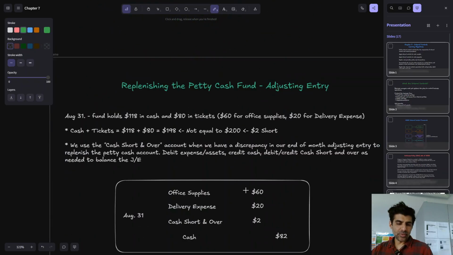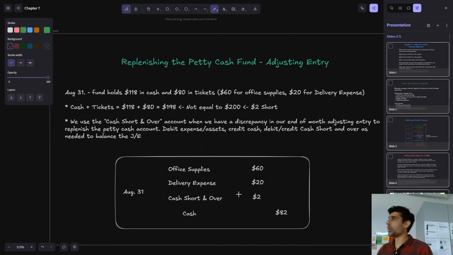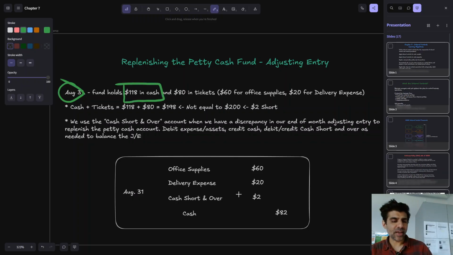Okay. So what happens when we want to replenish and actually account for the tickets? We get to the end of the month. We go in and we physically count. We have $118 in cash, and we have $80 in tickets. So we have 2 different tickets. We have one for office supplies that we bought, and then $20 for a delivery expense. Okay?